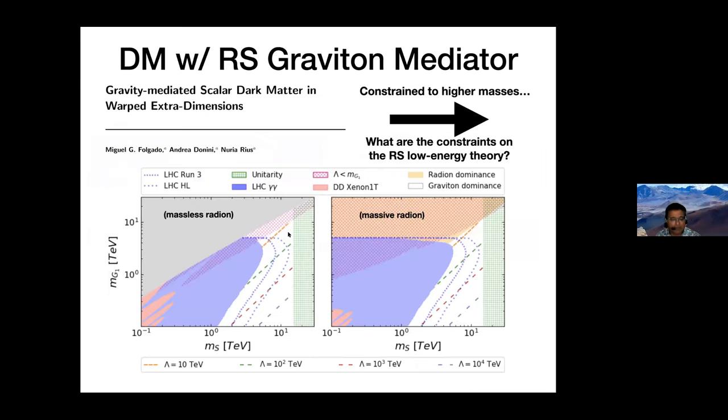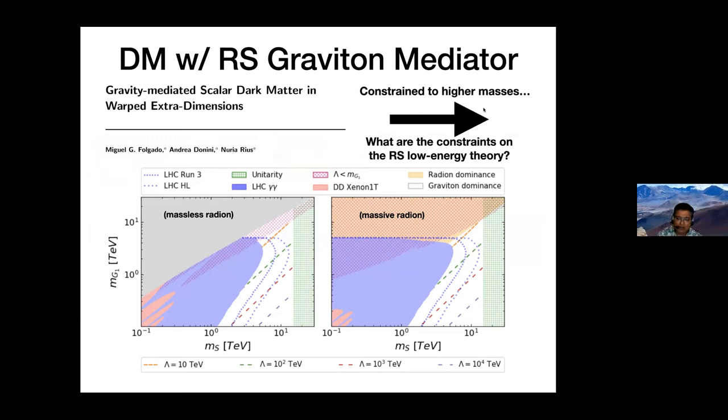We were not the first, of course, to think about these. Here's some recent work by Nuria Rius and company on graviton-mediated dark matter through KK gravitons. And you'll see that we're already being constrained to higher and higher masses. So we're getting to the region of parameter space where the dark matter particles and the KK gravitons are all comparable in mass, and their masses are getting pushed higher and higher.